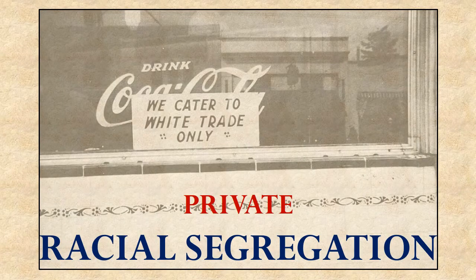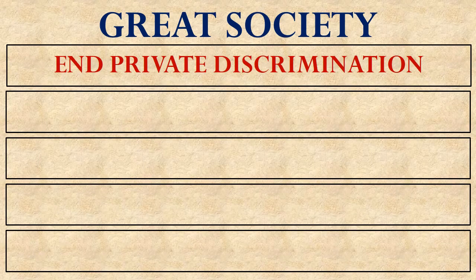The first of those elements is that he wanted to end private racial segregation. In other words, the authority that private business owners had up to this point to decide who they would serve in their establishment. If somebody wanted to put up a sign that says whites only, they could do that up to this time. If someone else wanted to put up a sign that says blacks only, they could have done that also. President Johnson wanted to end that. So the first element of his Great Society program is to end private discrimination.